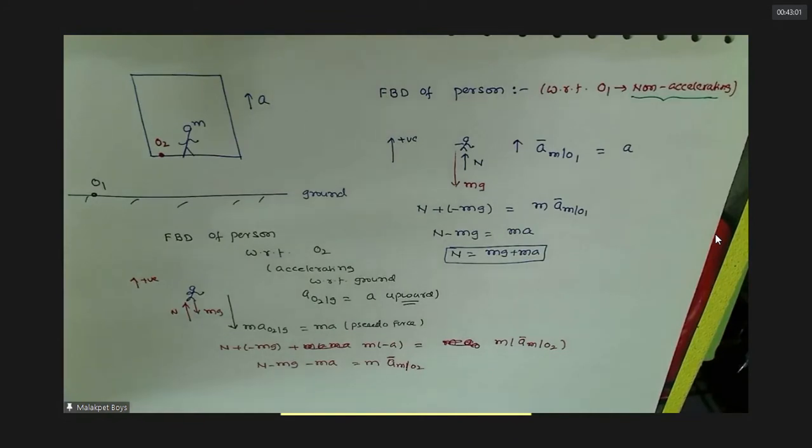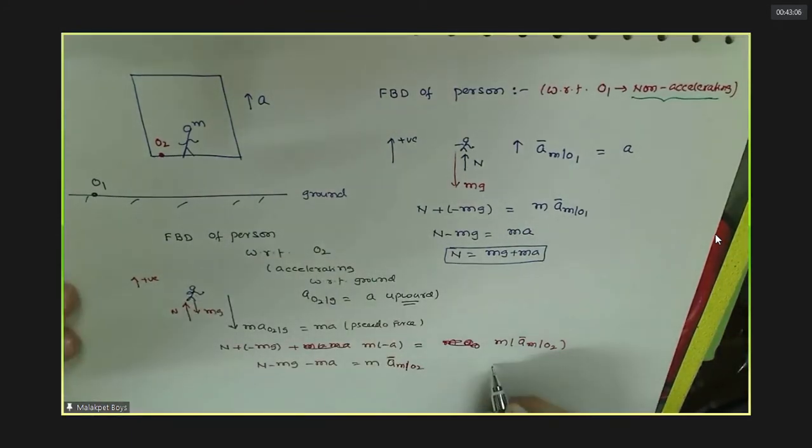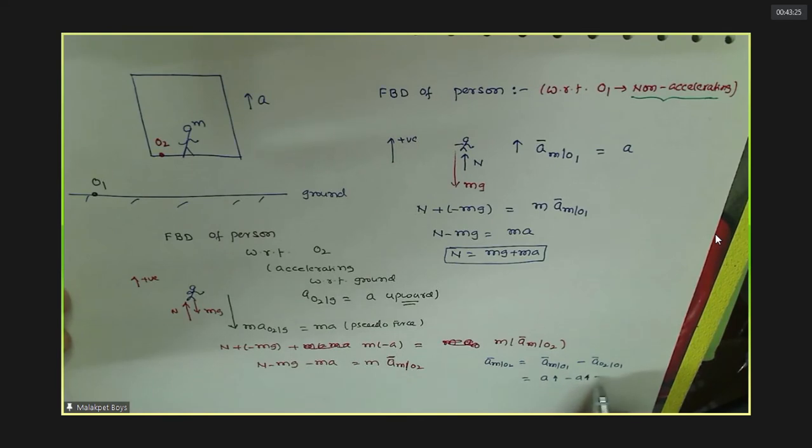Now, can you tell what is the acceleration for O2? See, actually, you can directly read, I am explaining. Acceleration of M with respect to O2 is acceleration of M with respect to O1 minus acceleration of O2 with respect to O1. Now you can see both are having upward acceleration only, no? It's nothing but zero only, no?